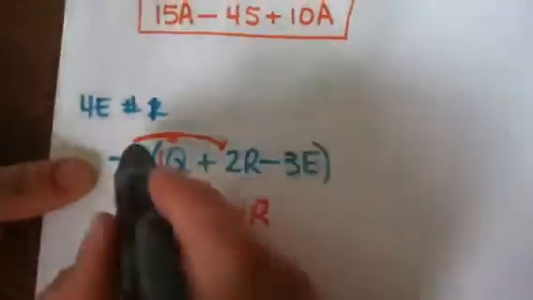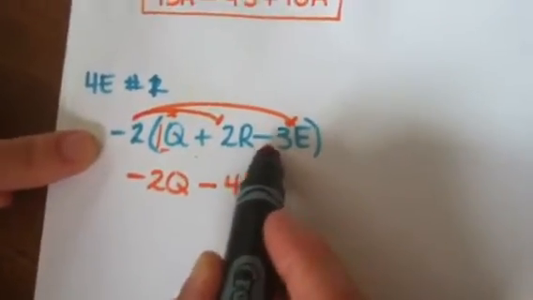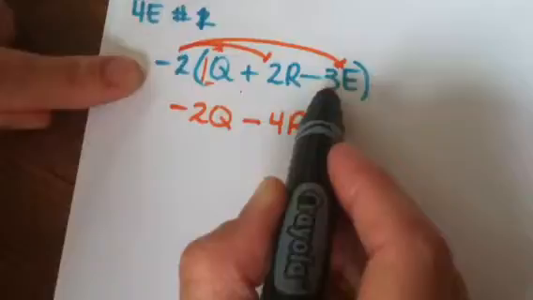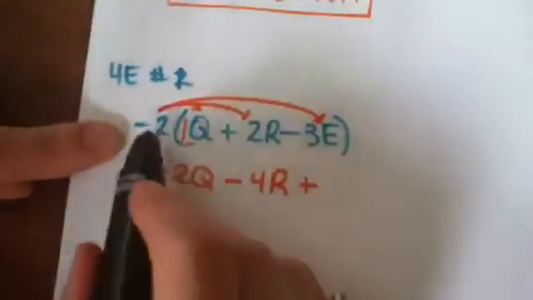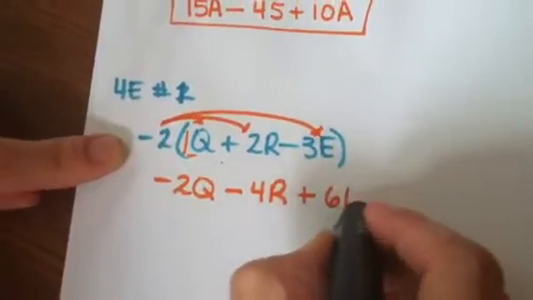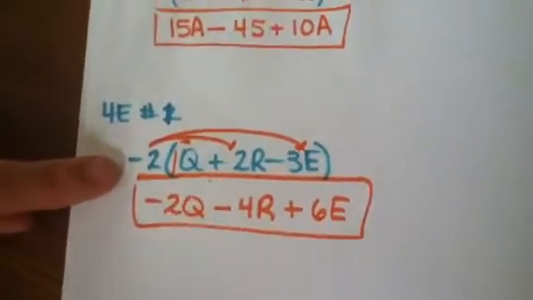Be careful. Okay, then we're going to take -2 times, not a 3. We're going to take a -2 times a -3. We'll think a negative times a negative is a positive, and 2 times 3 is 6. So you're going to get 6e, and that's your answer right there. So just be real careful.